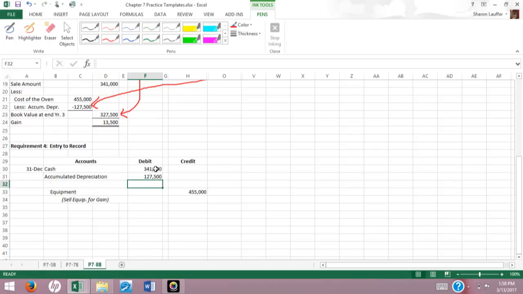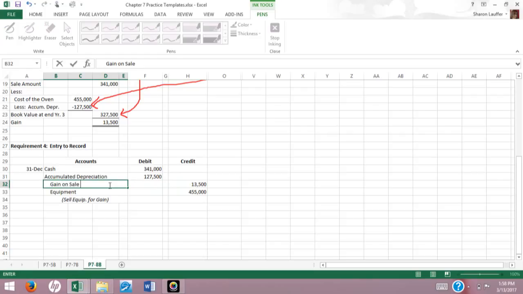If you remember basic rules of accounting, debits have to equal credits, and they do not at this point. Our debits do not equal our credits. We've got $455,000 over here, and if you add these two together, it's $468,500, so not equal. So we've got to figure out what we need to do to bring these amounts into balance. If we have $468,500 in debits and $455,000 in credits, it's going to take $13,500 to make those amounts balance. And the amount that makes those balance is due to the gain on the sale.